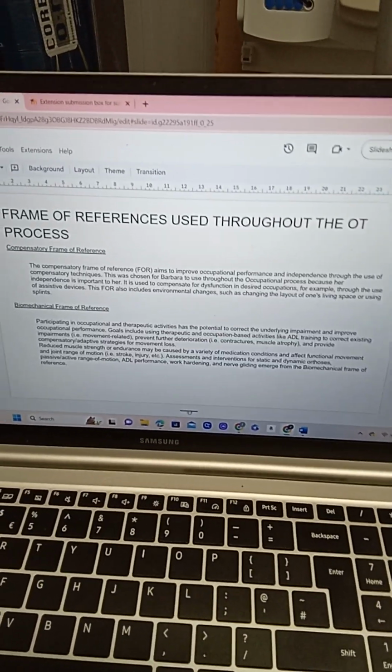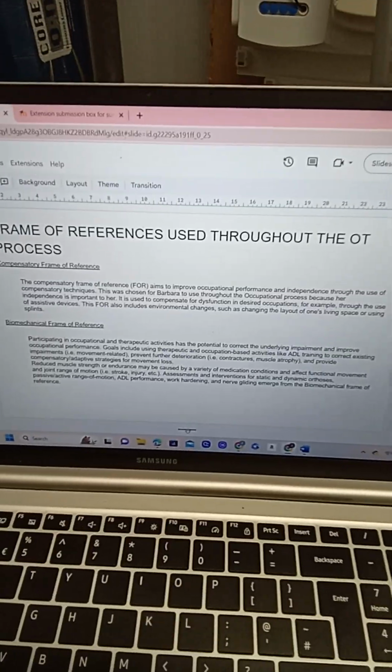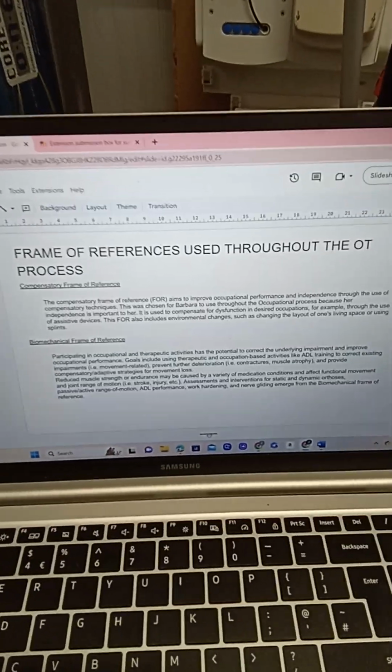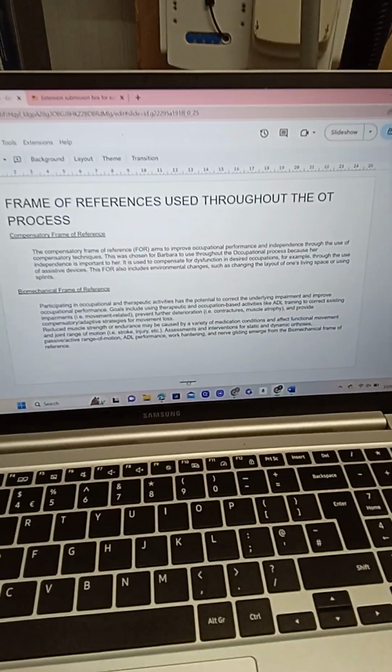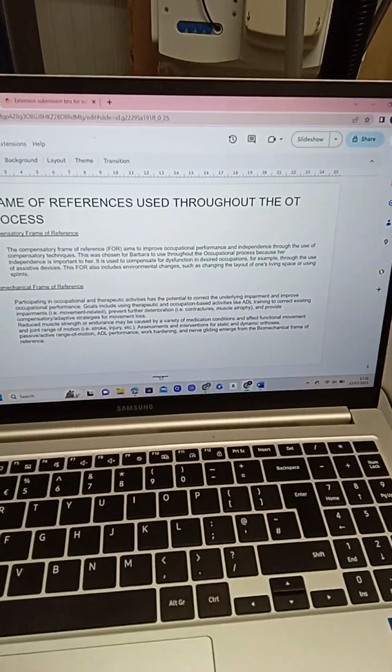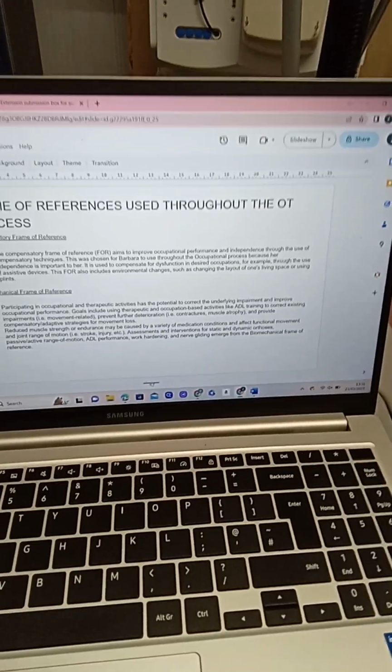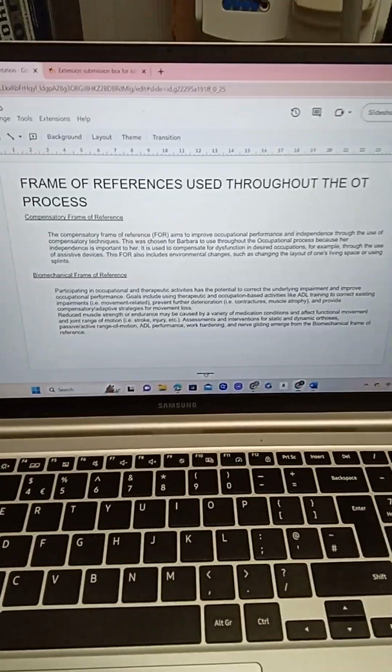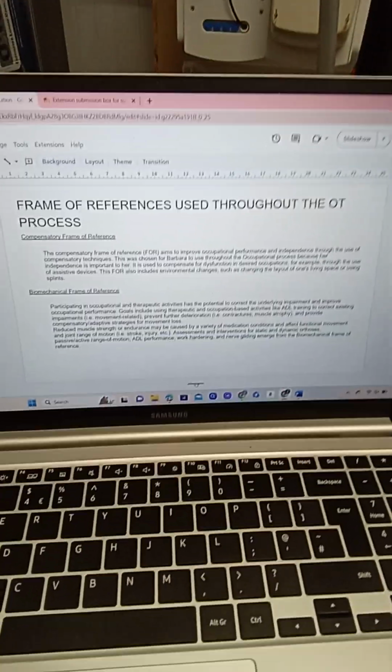So assistive devices are used throughout. It also includes environmental changes, such as the layout of homes. So it works really well with the OT process. And also the biomechanical frame of reference. This has the potential to correct the underlying impairment and improve occupational performance.